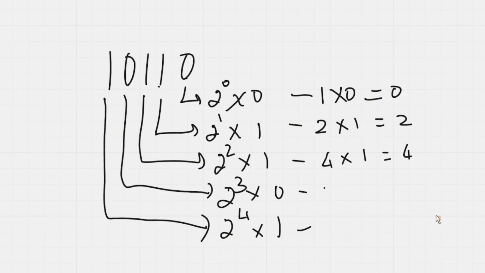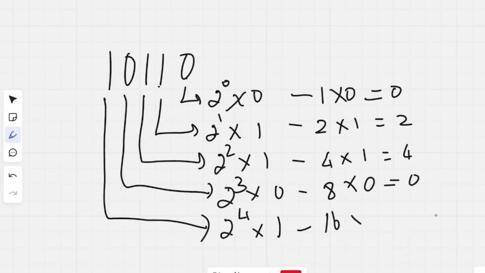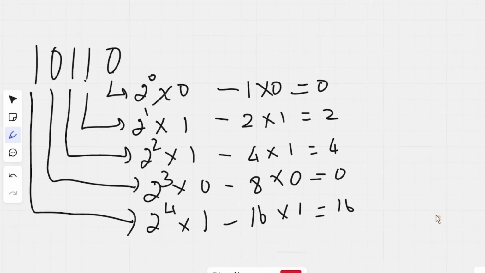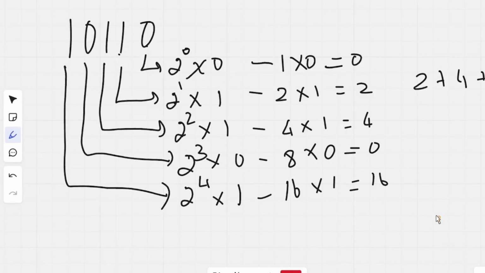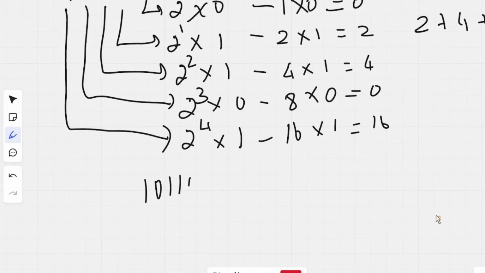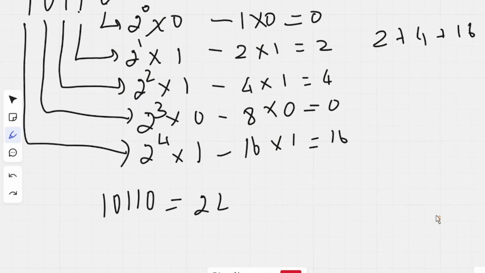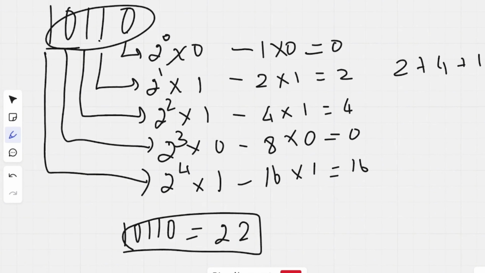And 2 power 3 is 8. So 8 into 0 it is a 0. And 2 power 4 it is 16. So 16 into 1 we'll get a 16. So now we have to add this 2 plus 4 plus 16. So what we'll get? So we get a 22. So the decimal of the binary 10110 is 22. So this is how we have to find the binary to decimal.